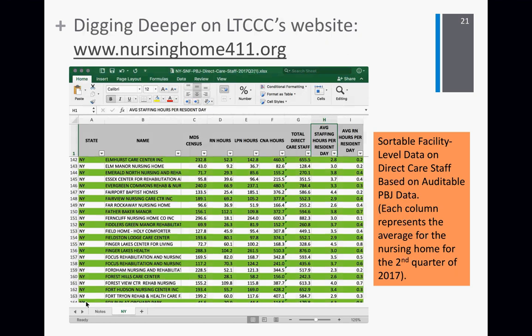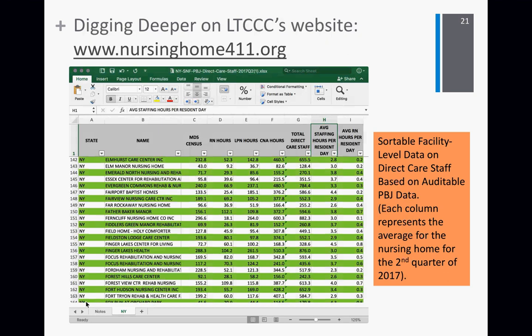So you can see, again, the name of the facility, the census, that's the number of residents. Again, these are all averages for the quarter, so that's the average census, the average number of RN hours, the average number of LPN hours, the average number of CNA hours, and then we added it up. So we have the total direct care staffing hours per day. So if we look at Elmhurst Care Center, the first one up here, they had 232 residents, average. These are the average number of RN hours, and this is the total. So what you can see is just really adding up CNA, LPN, and RNs.